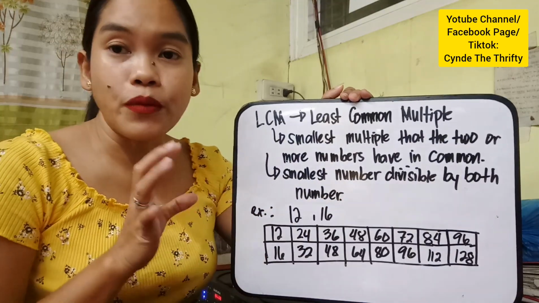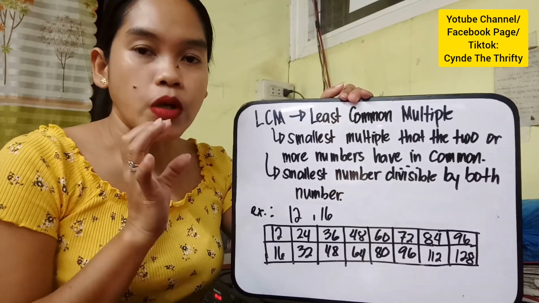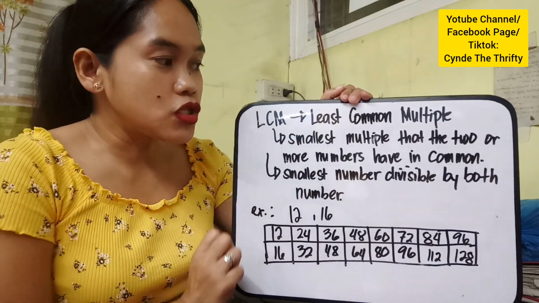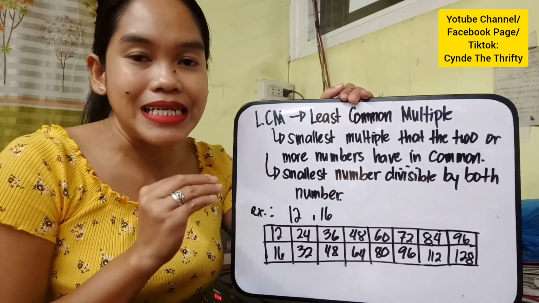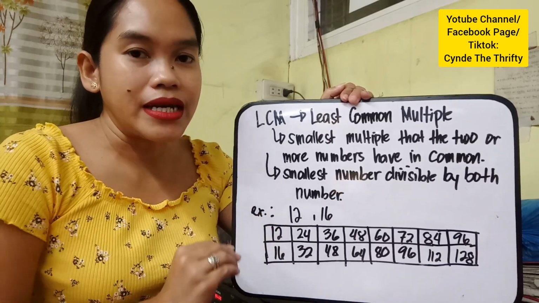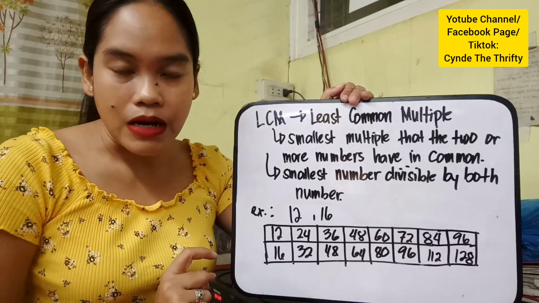So, ibig sabihin, kung ang GCF ay ang greatest common factor nila, o kung ano yung pinakamalaking common factor nila, si LCM naman ay kung ano yung pinakamaliit, o yung least common, yung pinakamaliit na common sa kanilang dalawa na multiple. So, for example, meron tayong 12 and 16. Ano yung LCM nilang dalawa?